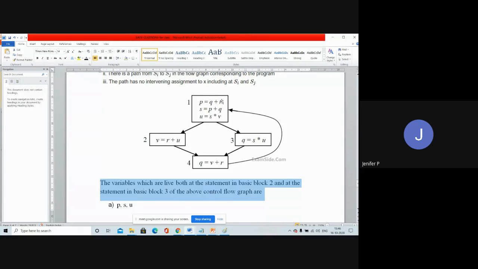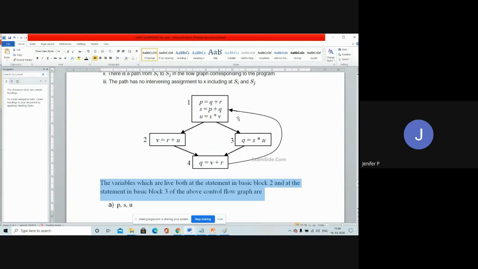Okay, and the next one is r. They are using it here and here, and here also they are using it. There is no definition of r. In that case r is live throughout. So whatever r value was there before the loop, the same r value will be repeated over all the blocks. So r is live at block 2, r is live at block 3, as well as r is live at block 4.